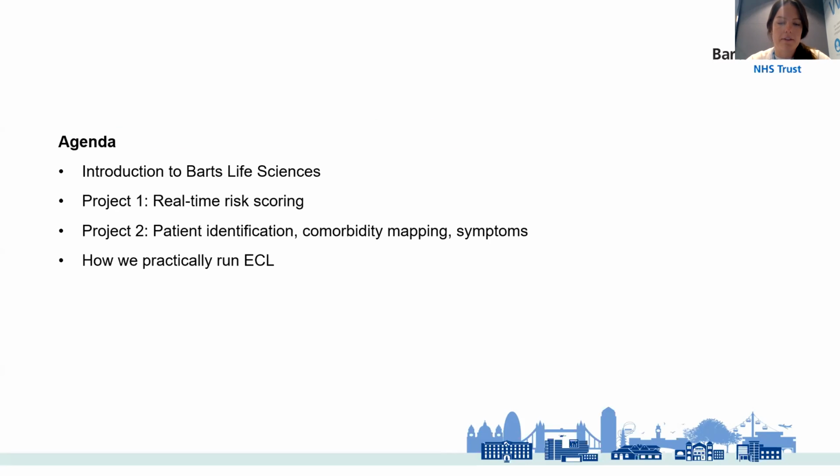So I was just going to give you a bit of an introduction to who we are and what we focus on within Barts Life Sciences. And then I wanted to run you through a couple of projects where we do use ECL for research purposes. One is around real-time risk scoring of patients who come into the hospital for certain diseases and complications. And then the second one is around using ECL to identify cohorts of patients, to pick out specific comorbidities and groups of comorbidities, and to pick out symptoms, either from patient health records or using text extraction processes from their free text clinical notes.